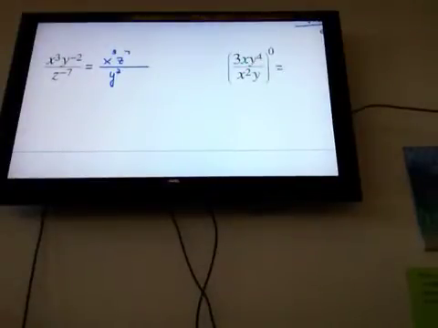Okay, remember what I said. Anything to the zero power, our rule is that it's one. It doesn't matter how little or how big it is. This whole parentheses is to the zero power, so it's one, no work to do. That's just a matter of knowing the rule.